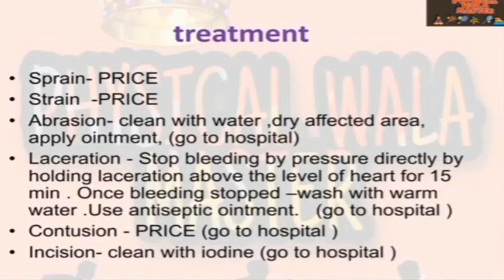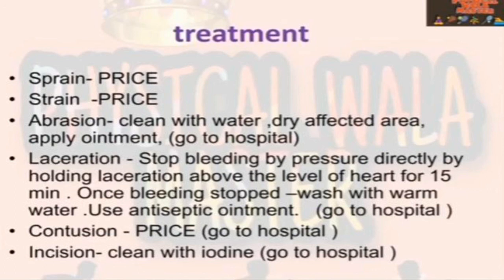Treatment of injuries. Treatment of soft tissue, bone and joint injuries is simply PRICE. PRICE means protect, rest, ice, compress and elevate. Use all these points for the treatment of sprain and strain.